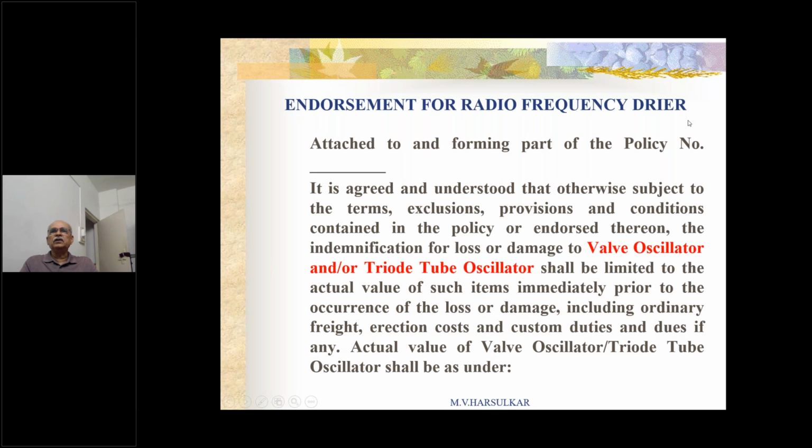Then radio frequency dryer. Here, these components are valve oscillators and/or triode tube oscillators. These valves and tubes are a standard exclusion under the machinery breakdown policy. But here we are giving cover for that by applying a depreciation endorsement. So depreciation: the actual value of the valve oscillator and triode tube oscillator shall be as under. The scale is also given. Here it goes to 0.